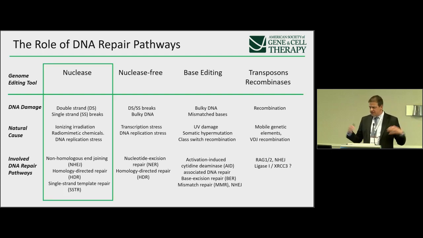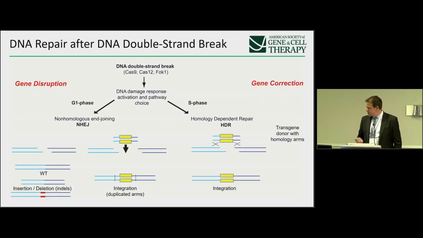So for now I want to take a deeper dive into the nuclease-mediated repair. This is what you probably see at this meeting very often. On the right side, depending on the phase the cell is in, you can integrate a transgene donor with homology arms seamlessly into the genome by homologous recombination. In contrast, non-homologous end joining can grab that transgene and integrate it, but the homology arms are integrated as well, so you have a duplication there.